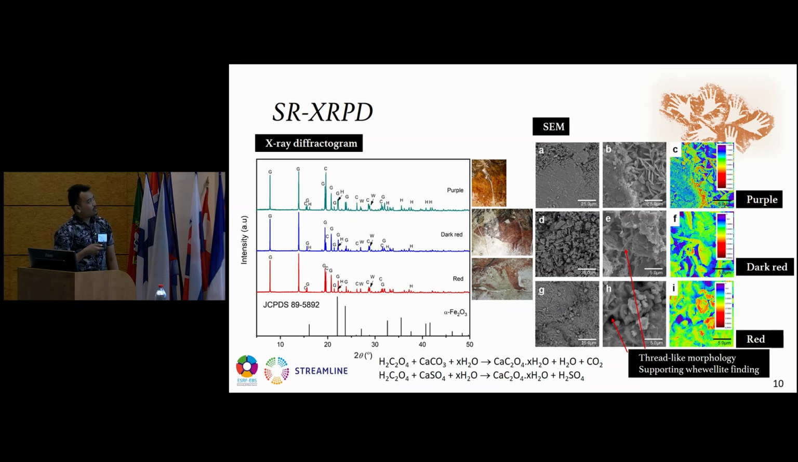And we do the SEM characterization to make sure of the existence of the whewellite. So we have the rod-like morphology, something like this one, that supports the whewellite finding, because whewellite comes from the reaction between the oxalic acid from the microorganism metabolism and the calcium minerals, calcite or calcium sulfate, and it forms the calcium oxalate, or whewellite, phase minerals.